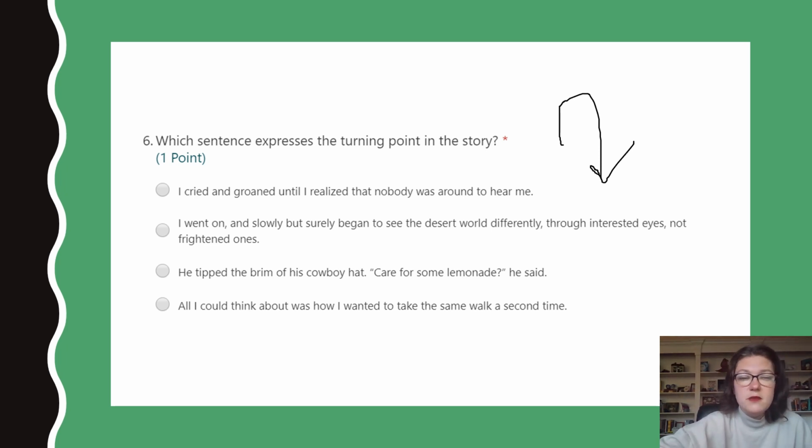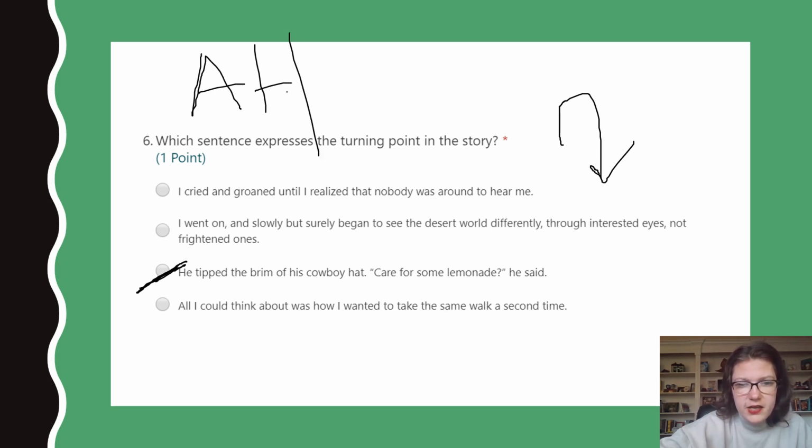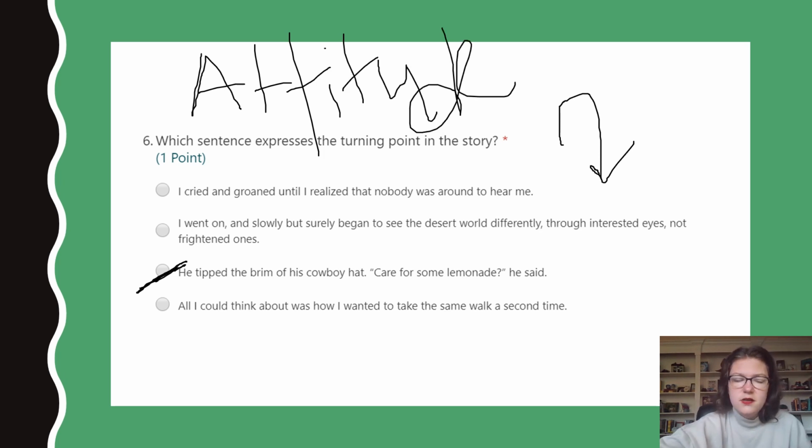So where does our main character change in the story? I'll give you a hint. It is not this one. And we're looking more for an attitude change than anything else. An attitude change. So where does our character change their attitude?